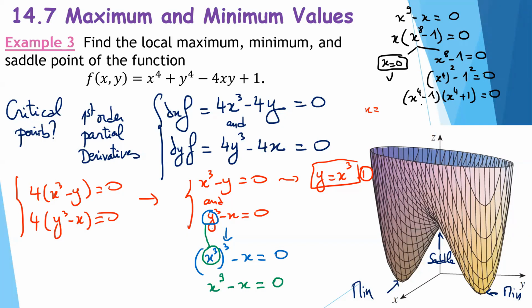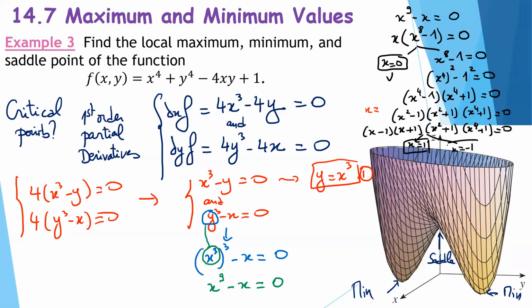Can I factor more? Yes, the first one: x squared minus 1, x squared plus 1, x^4 plus 1 equals 0. Can I factor the first one again? Yes: x minus 1, x plus 1, x squared plus 1, x^4 plus 1 equals 0. What do you think? When is this zero? When x equals 1 or x equals negative 1.